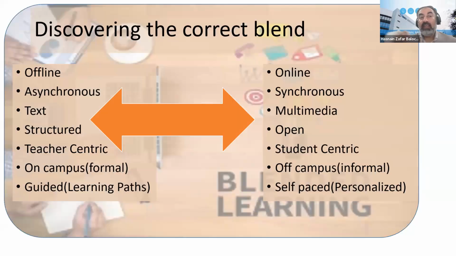Now here, finding the correct blend. You can start from one extreme. Left side, you have offline content. You can have online, okay? You can have asynchronous or synchronous. So now all depend on your module. If it's more skill-based, then I would say better make it offline more and synchronous more. And if you are to choose between text and multimedia, I would suggest multimedia. So all depends on what outcome you want to achieve.